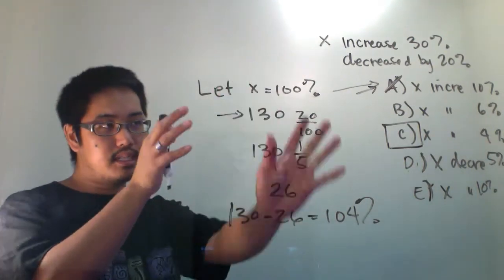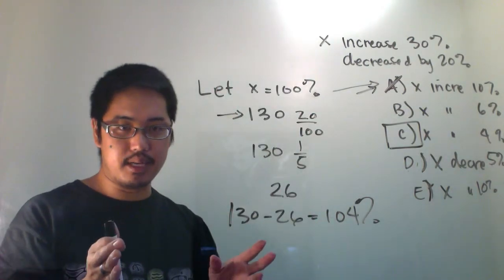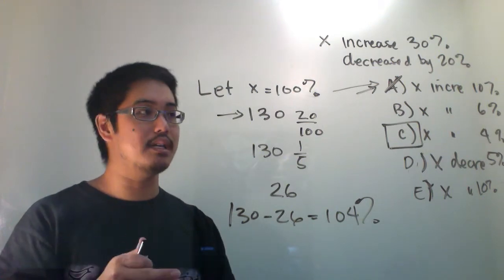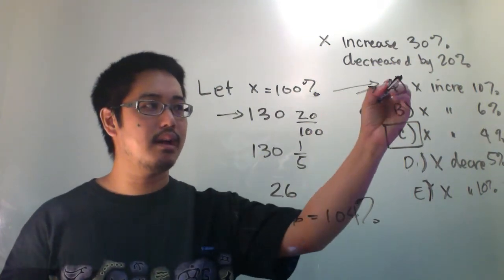I know, this part over here is a little bit complicated, but really my point that I'm trying to make is that I can eliminate option A.